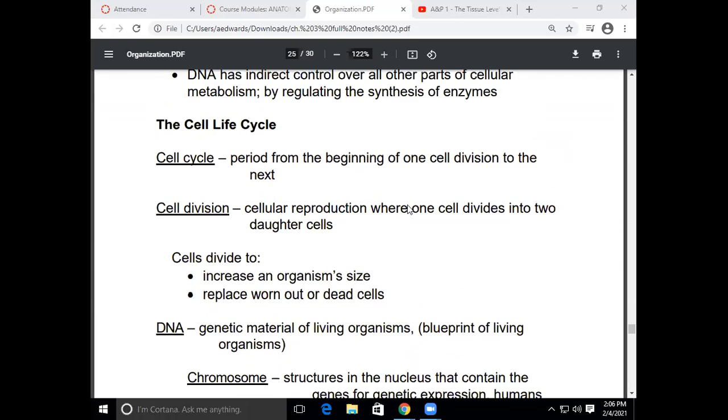All right, so cell life cycle. A cell cycle basically is a period from the beginning of one cell division to the next cell division, okay? And what is cell division? Well, it's reproduction of a cell where one cell divides and becomes two cells, makes two daughter cells. And why do cells divide? Well, they increase the size of an organism, right? More cells typically is going to mean more size. And they can replace cells that are dead or worn out. Okay, cells get beat up, worn out, just like, you know, anything else.